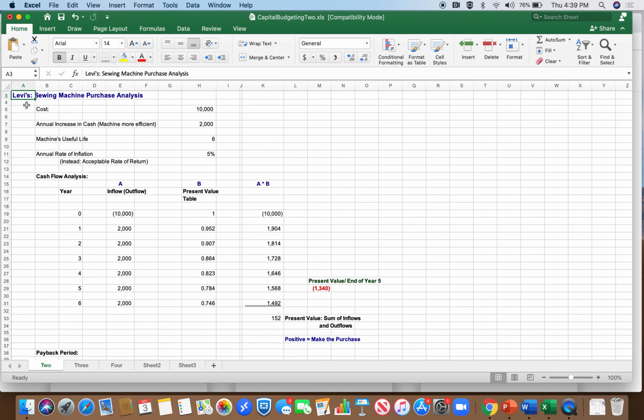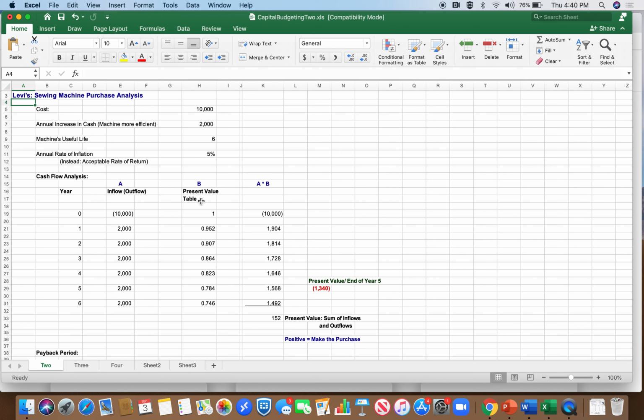So let's assume Levi's, a company that makes blue jeans, needs a new sewing machine. The cost is $10,000. And the annual increase in cash, because the machines work more efficiently, is that Levi's is going to get $2,000 a year more in the door than they did before. So those are $2,000 cash inflows each year for 6 years. The annual rate of inflation is 5%. You may also see that stated as the acceptable rate of return.